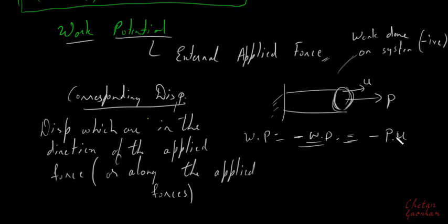So this is the work potential. Now this work potential, which is negative of work done, here was only because of this one point force, which is applied here at x equal to L, and which gives us the corresponding displacement of u.